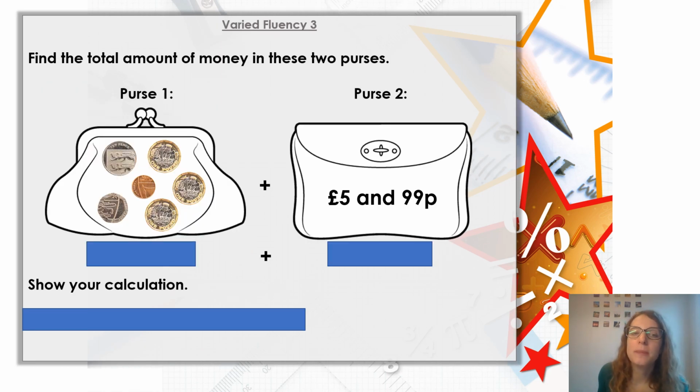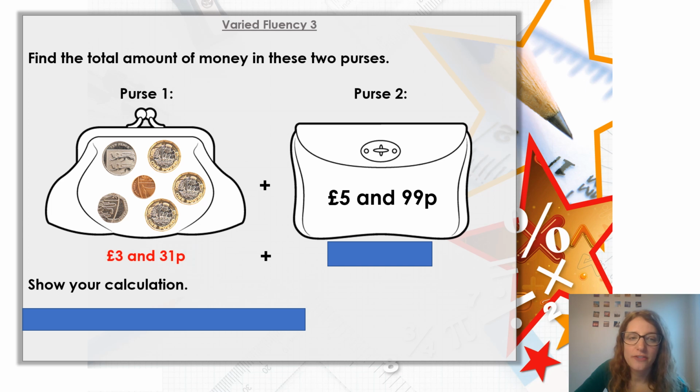Okay, have a look at another one. Find the total amount of money in the 2 purses. Okay, so one of them is showing you the coins and the other is just telling you an amount. So use the same methods we've been looking at. So if you want to use the number line, you can. If you want to partition it, you can. So look for your biggest values, start with your pounds, add them together and see how much you'd have all together. Press play once you've worked out your answer.